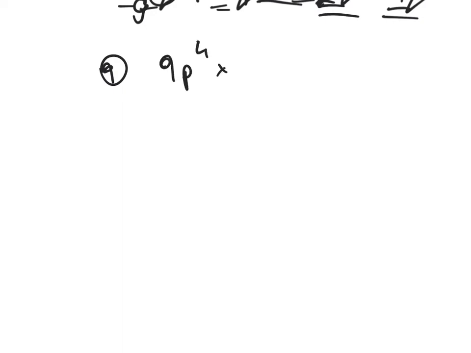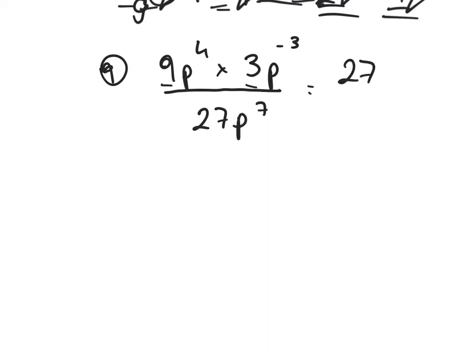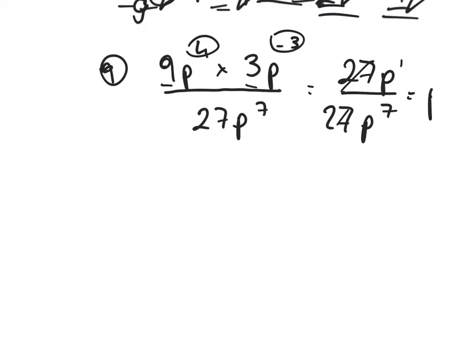Okay, example 9. 9p to the 4 multiplied by 3p to the minus 3 divided by 27p to the 7. Okay, so 9 3s are 27. 4 plus minus 3 is 1, so that's 27p to the 1. I can just leave that as 27p divided by 27p to the 7. Well, the 27s will cancel out, and then I've got 1 up here, so that's 1 take away 7, that's p to the minus 6.